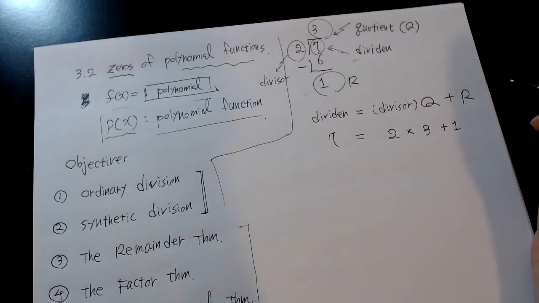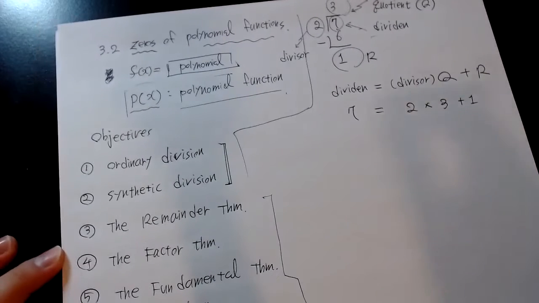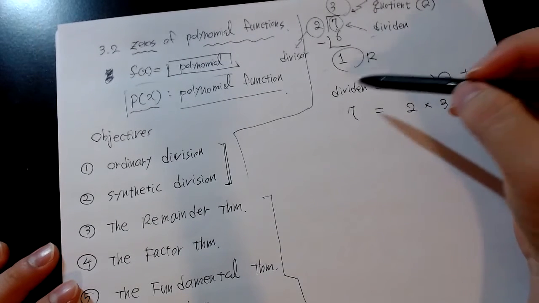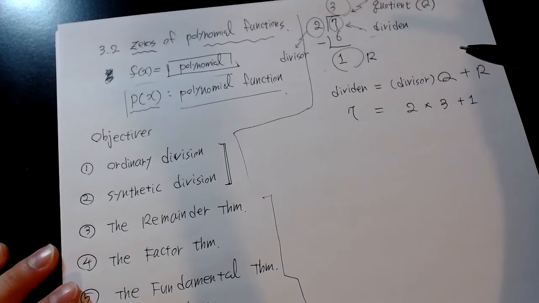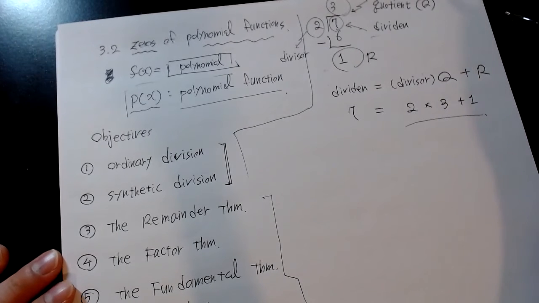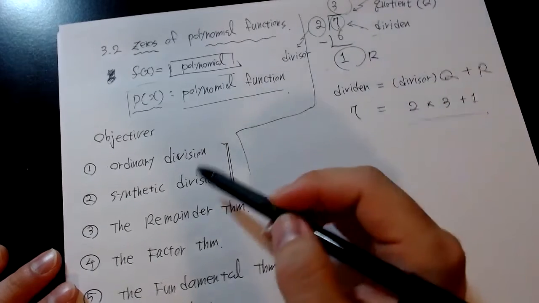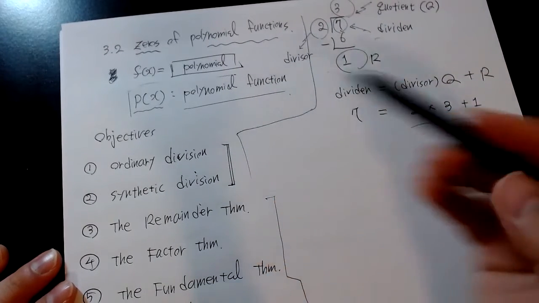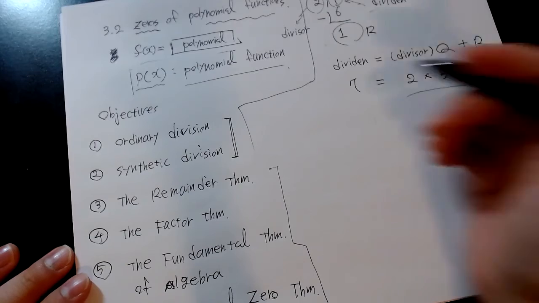So the first goal in this chapter is to express the polynomial in terms of the divisor, quotient, and remainder, like this. To do that we need to divide the polynomial by the divisor. How can you do that? We use ordinary division or synthetic division. So what's ordinary division? Let me explain this by solving one example.